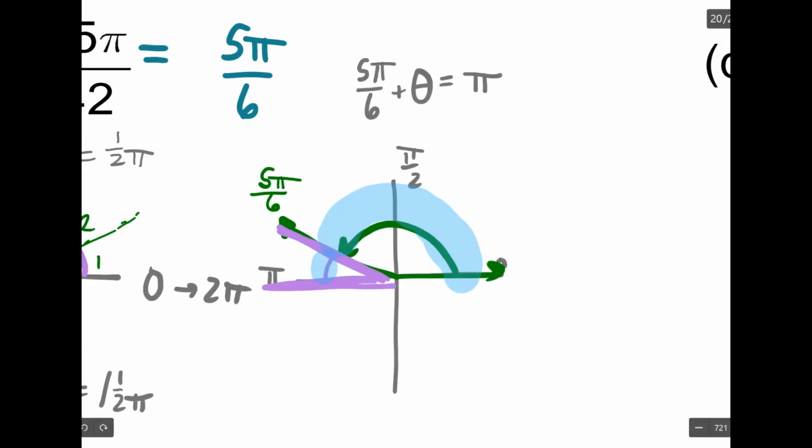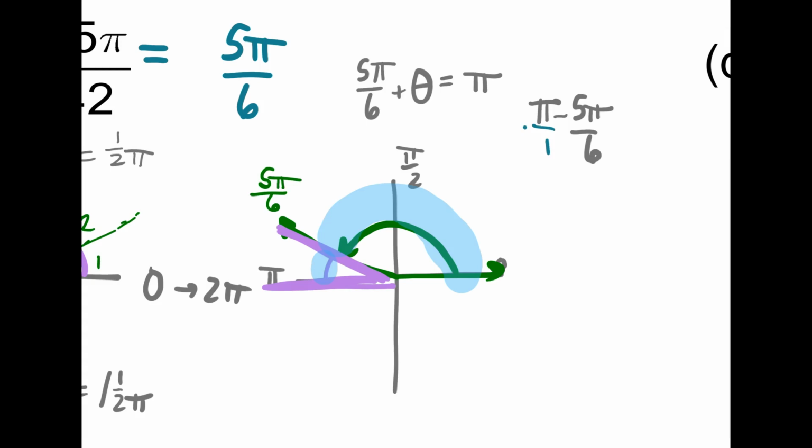Okay. So if I have pi minus 5 pi over 6, oh god, fractions and subtracting. But it's okay, because remember, math boss energy. How do I do this? Pi over 1. I put it over 1. Now what?